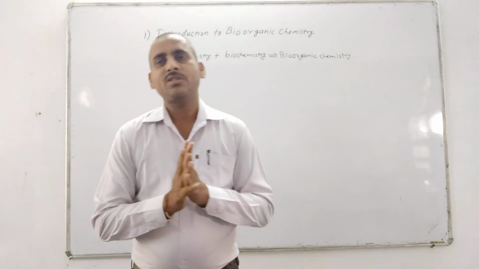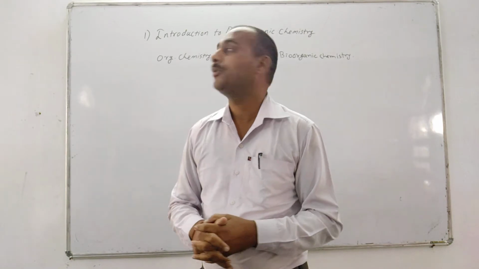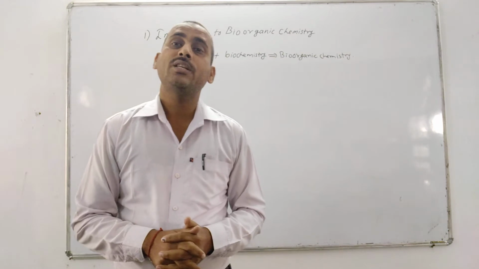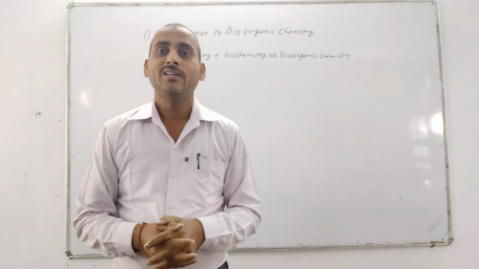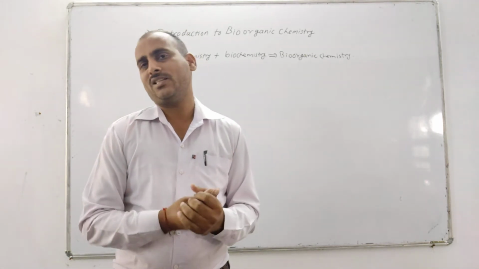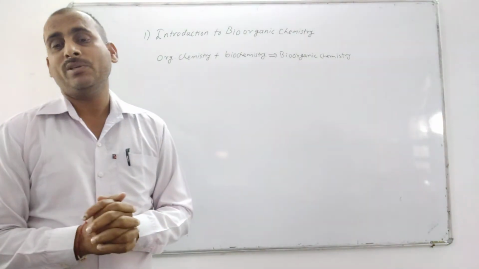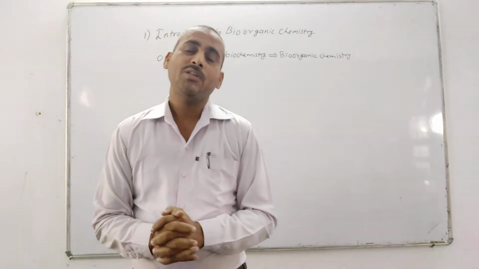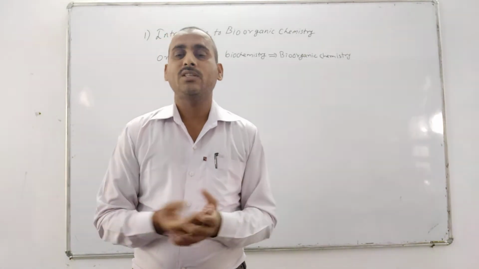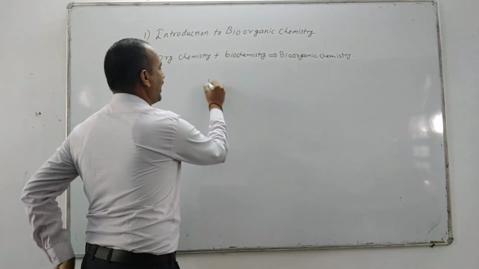So, bioorganic chemistry is a combination of two branches, organic chemistry and biochemistry. In biochemistry, we study the biological processes by using chemical reactions, and in organic chemistry, there are organic reactions. The combination of these two chemistries forms bioorganic chemistry. So, bioorganic chemistry is the branch of life science which deals with the study of biological processes using chemical reactions.